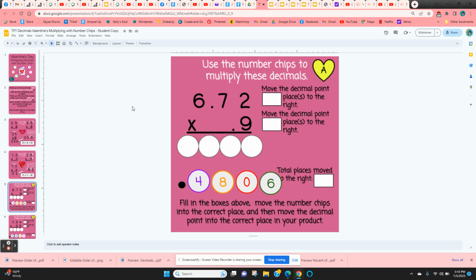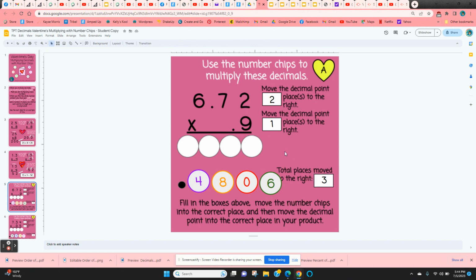So starting on slide 5, students are going to be doing this with number chips. So every slide has all of the numbers they need. It also has a movable decimal point. So the first thing you're going to do is move your decimal point to the right. So for this, the first number that they're multiplying, they have to move the decimal point 2 places to the right. For our second factor, we're going to move that decimal point 1 place to the right. So that means we're moving a total of 3 places to the right.